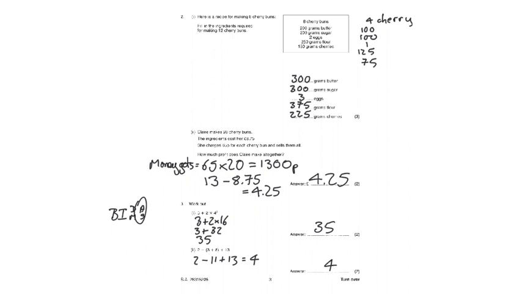Okay, let's keep going. Write these numbers in order of size, starting with the smallest. So 42%, 3/8, and 0.402. So 0.402 is 40.2%. And 3/8. Probably the easiest way to do 3/8 is to think what 1/8 is as a percentage.